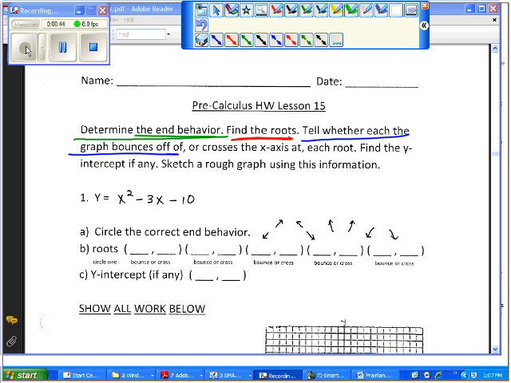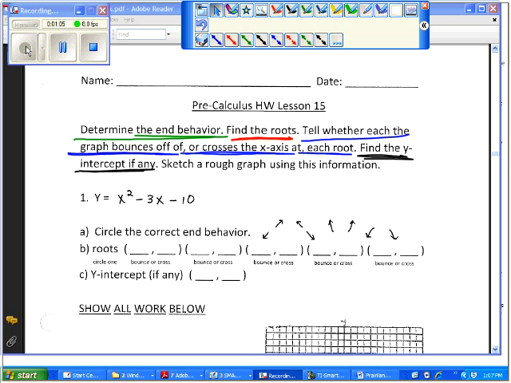the graph bounces off or crosses the x-axis at each root. So we need to talk about that. And then we need to find the y-intercept. And then we're going to sketch a rough graph. All right, I'm going to do these in color.